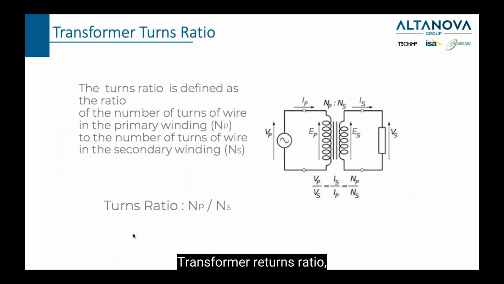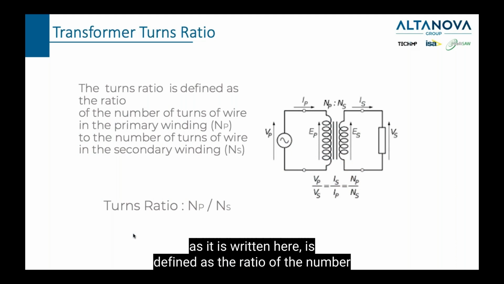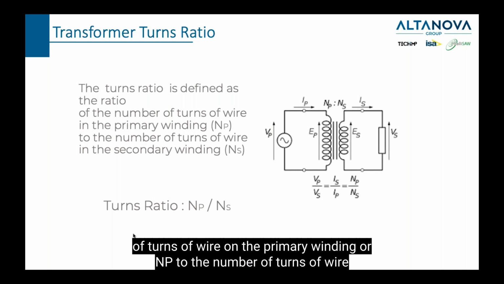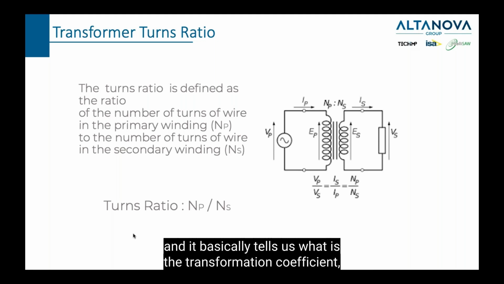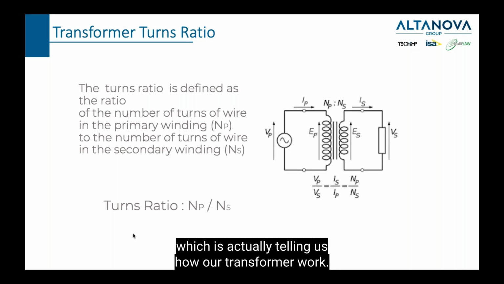Transformer turns ratio, as it is written here, is defined as the ratio of the number of turns of wire on the primary winding, or NP, to the number of turns of wire on the secondary winding, NS. It is the most basic aspect of our transformer, and it basically tells us what the transformation coefficient is, which is actually telling us how our transformer works.